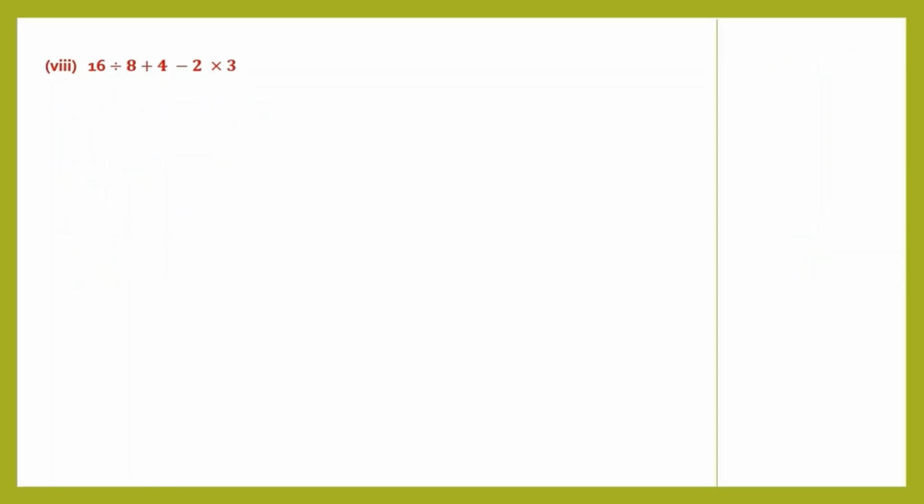Question 8. Now let's look at the operations that we have here. We have division, addition, subtraction and multiplication. So let's take the last part of BODMAS, that is D, M, A and S. According to this, we need to do division first. So let's look out for the division part here, that is 16 divided by 8. So let's begin. 16 divided by 8.